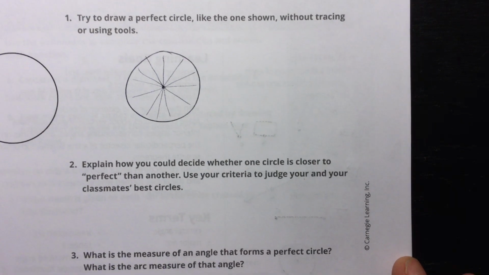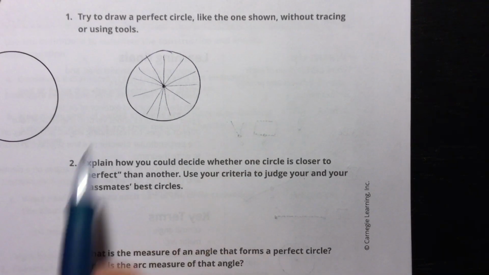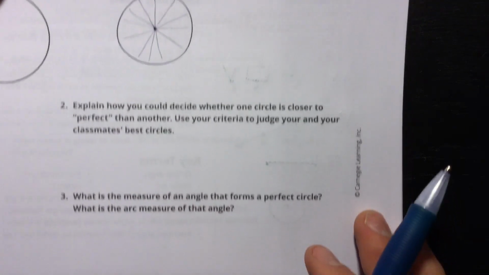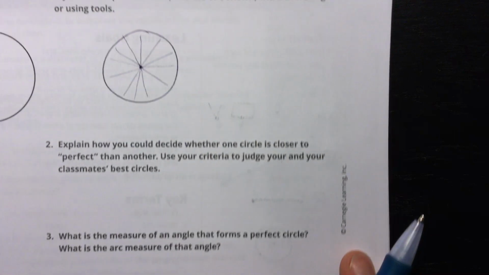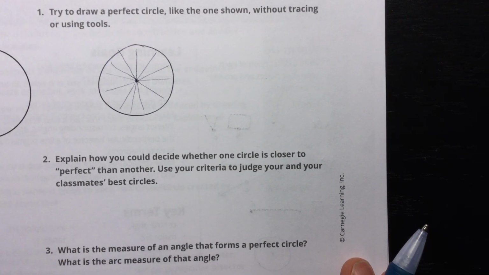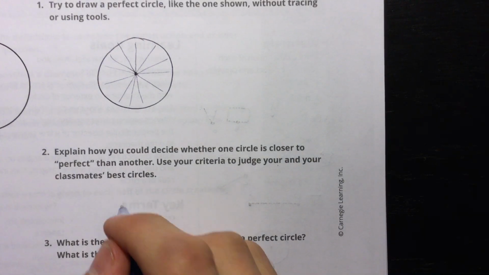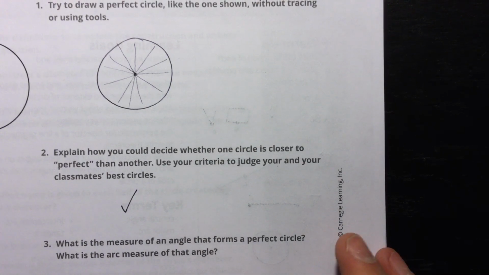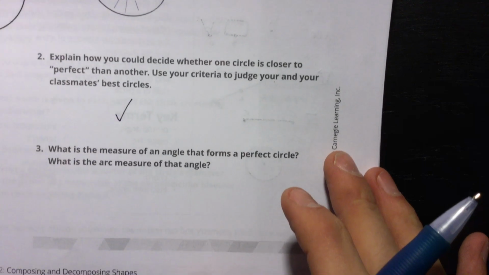So explain how you could decide whether one circle is closer to perfect than another. You could talk about the distance from the center of the circle, and then use your criteria to judge you and your classmates' best circles. Unfortunately, I don't have any classmates with me. I'm just here alone. Sad day. So I don't have anyone to compare with, so we're just going to move right along. You hopefully did compare with someone in class. If you didn't, maybe you were absent, maybe I gave you a free wave on that, but you would do that with a classmate. So now on to number 3.